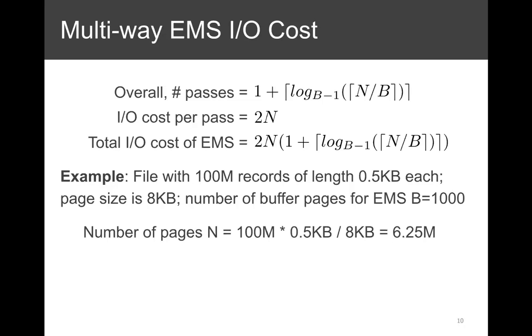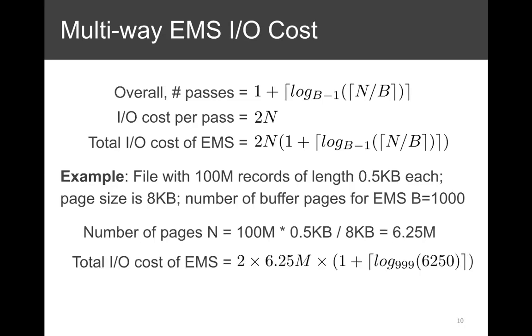First, you need to calculate N, which is the number of pages. The number of pages is 100 million times half a kilobyte divided by 8 kilobytes, which is 6.25 million pages. And therefore, the total cost of the multi-way merge EMS is 2 times 6.25 million times 1 plus log 6250 base 999. 6250 is N over B. B is 1,000, N is 6.25 million, and therefore N over B is 6.25 thousand. The base of the logarithm is B minus 1, so that's 999.